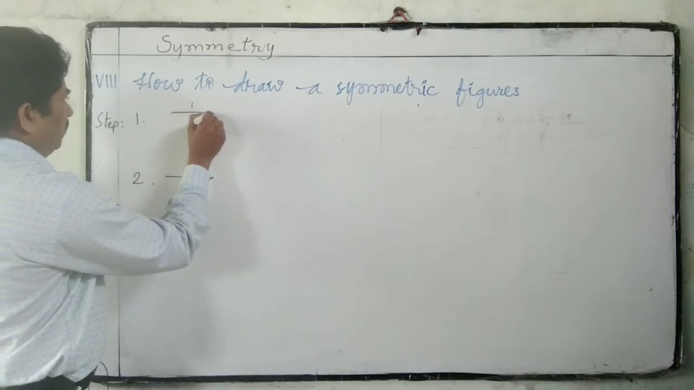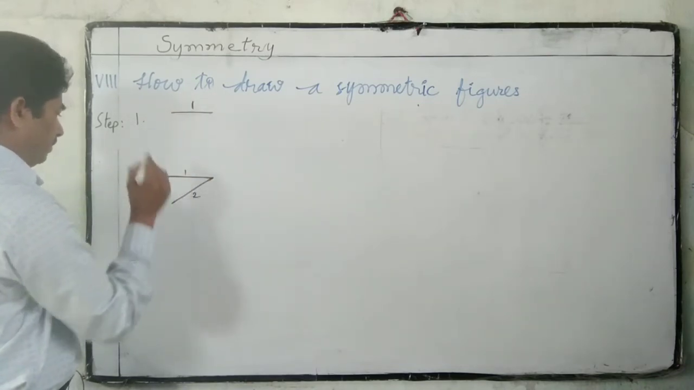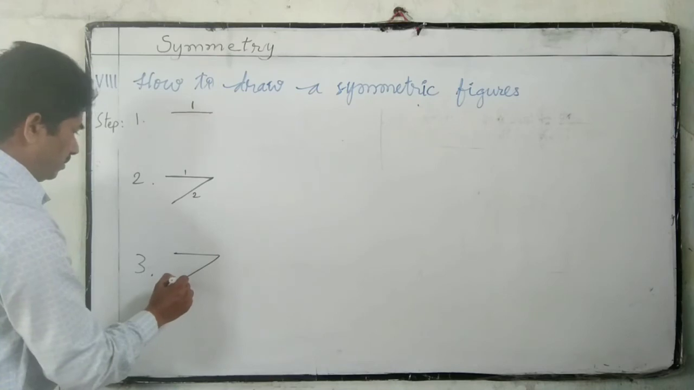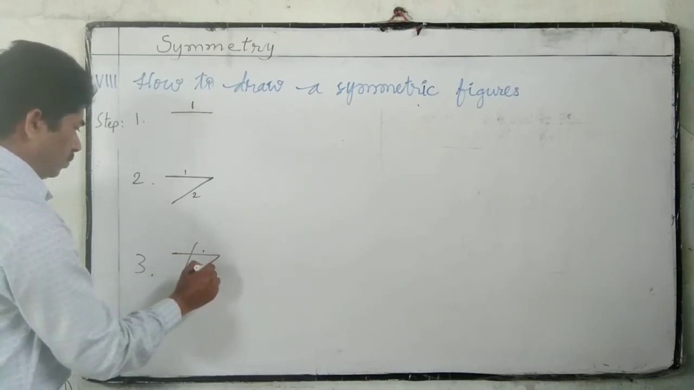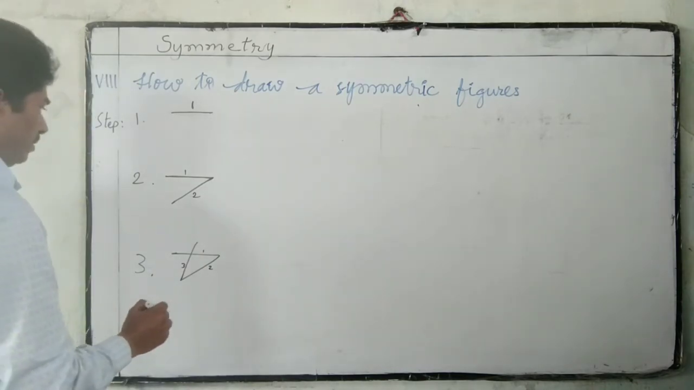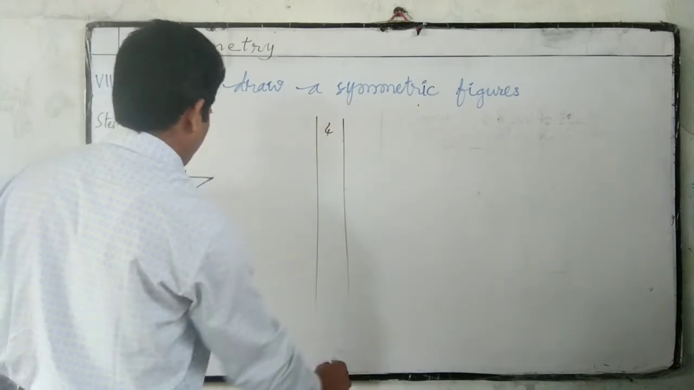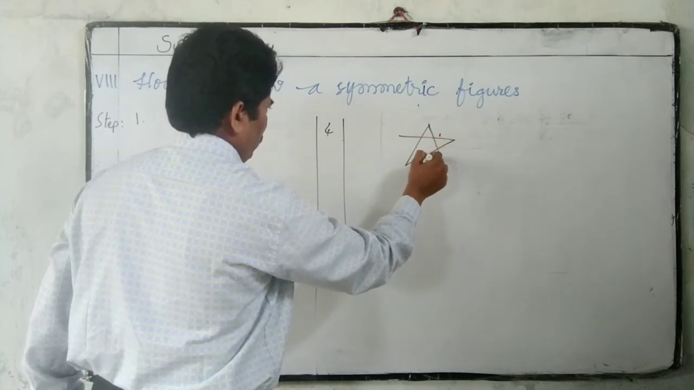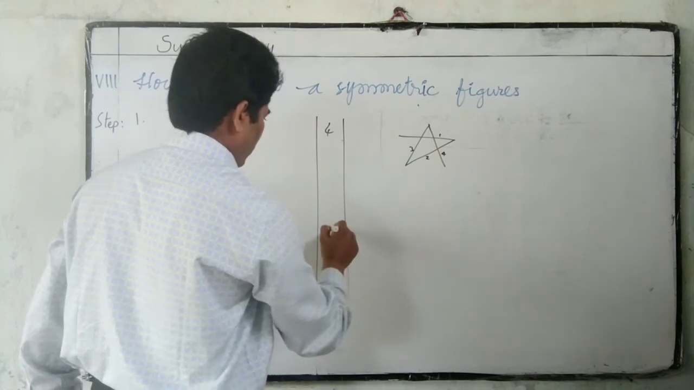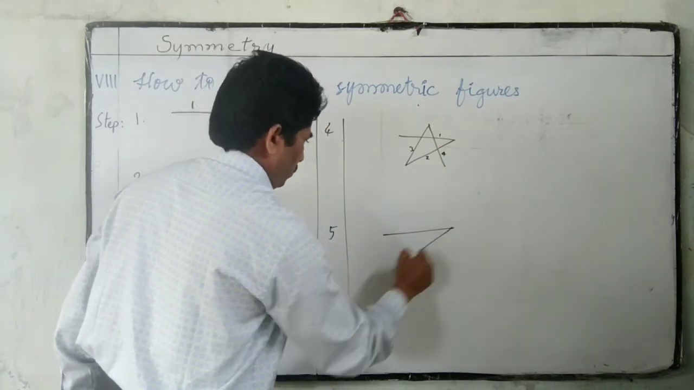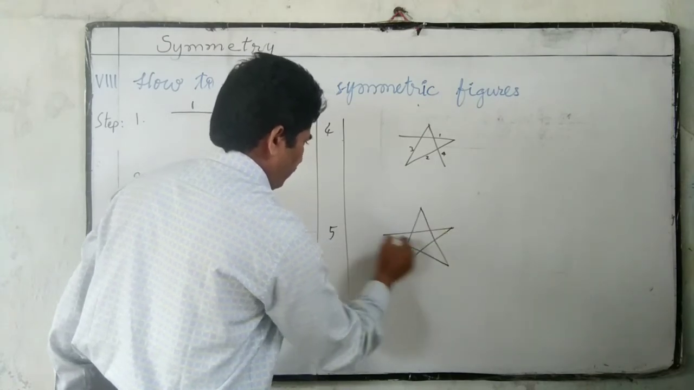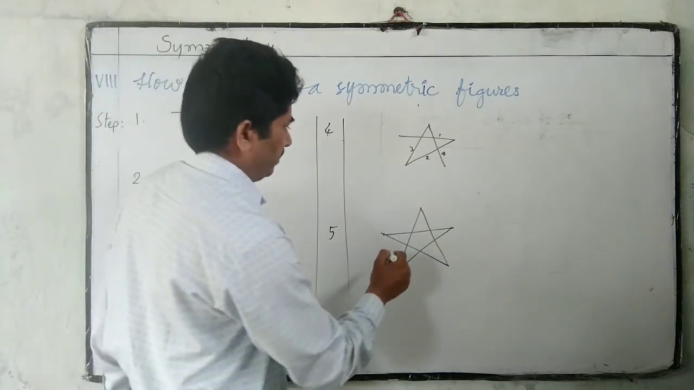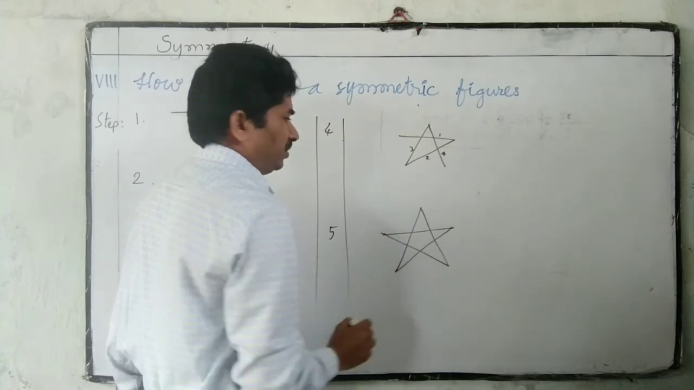Let us draw one more figure. Here given one line, here given two lines, here three, one, two, three. One, two, three, four. This is one, this is two, this is three, this is four. And fifth step, one, two, three, four, five. So this is a symmetric figure.